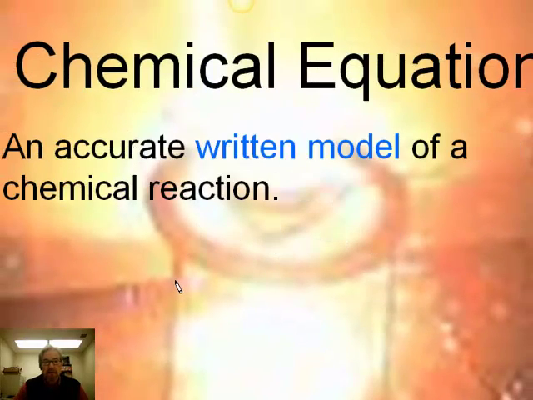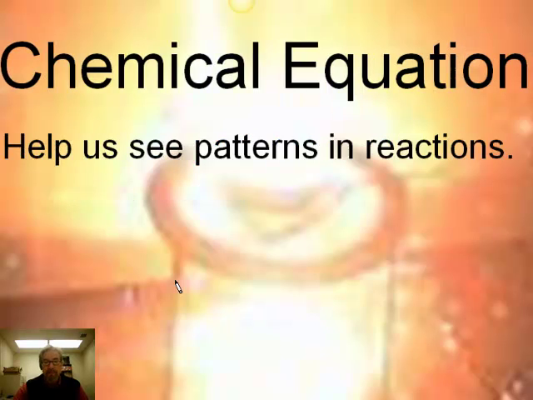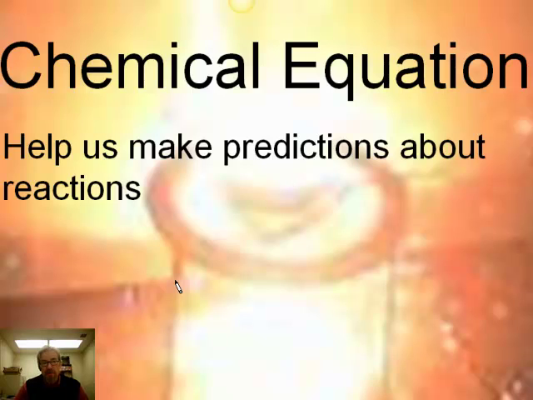A chemical equation is an accurate written model of a chemical reaction. And what you've seen me drawing on the screen here are something very much like chemical equations. It's one way of modeling that a chemical reaction has taken place. Here's what their value is. First of all, they help us see patterns in reactions. When you write down equations for a number of different reactions that involve similar substances, you start to see that there are some patterns of change that take place in nature. Once you know the patterns, then you also are able to start making predictions about reactions. If these two things go together, what is most likely to happen? And can I predict what the products are going to be, even if I haven't done the reaction yet?